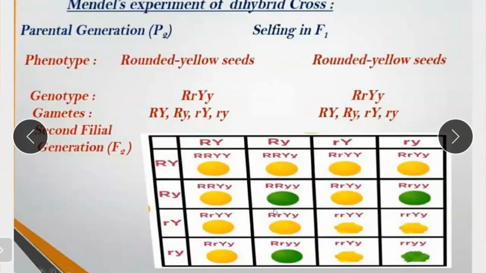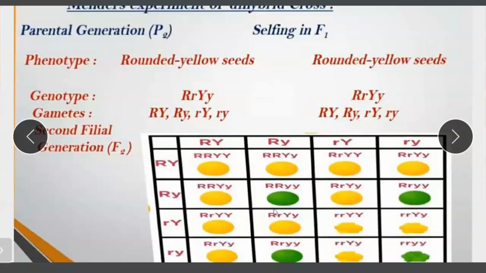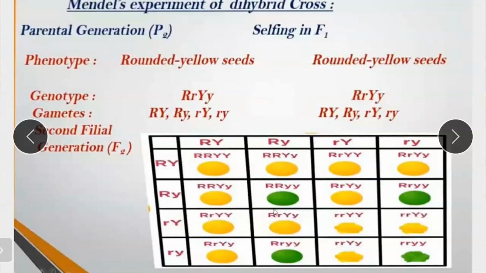Here, see how many purely yellow round seeds we are seeing. See here, 1, 2, 3, 4, 5, 6, yeah, then 7, 8, 9. So round and yellow seeds are how many in number? 9 are there. Round and green seeds now. 1, 2, 3. Total 3 round and green seeds. Now 3 wrinkled and yellow seeds. Now you can see in this, 1, 2, 3. 3 wrinkled and yellow seeds. And what about the wrinkled and green seeds? Only 1, which is pure, means homozygous recessive. Here we are getting only 1.